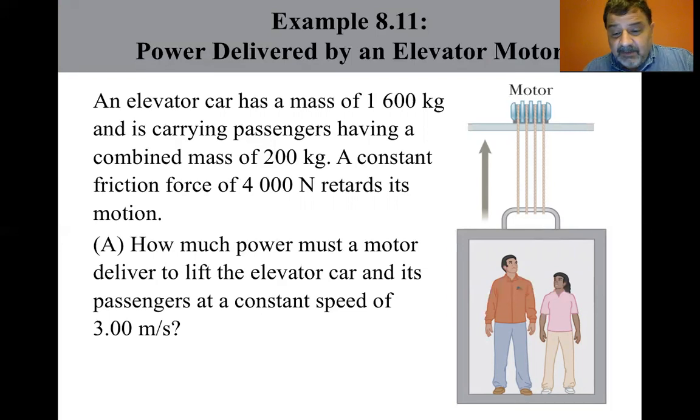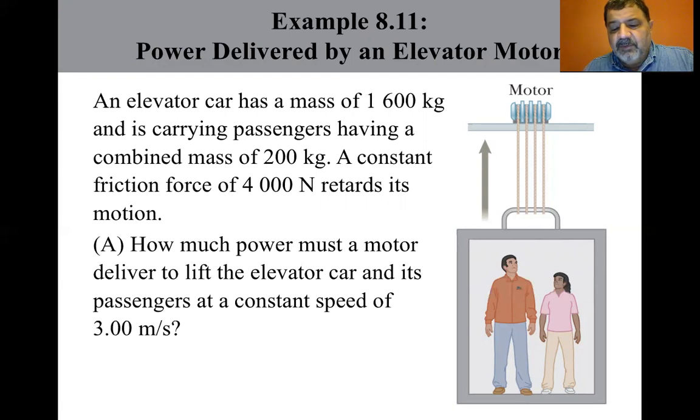So the total mass is 1,800 kilograms. A constant friction force of 4,000 newtons retards its motion. Part A, how much power must a motor deliver to lift the elevator car and its passengers at a constant speed of 3 meters per second?